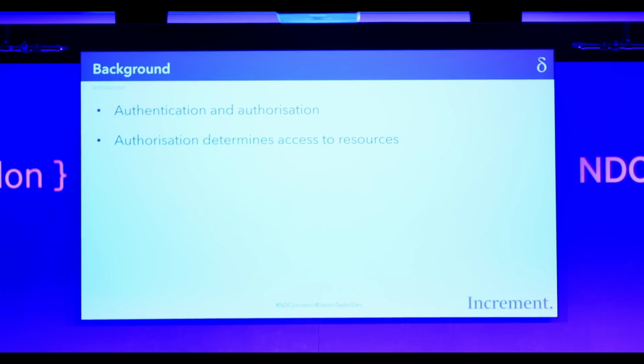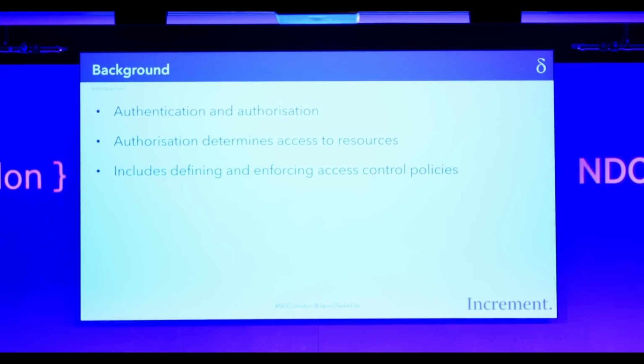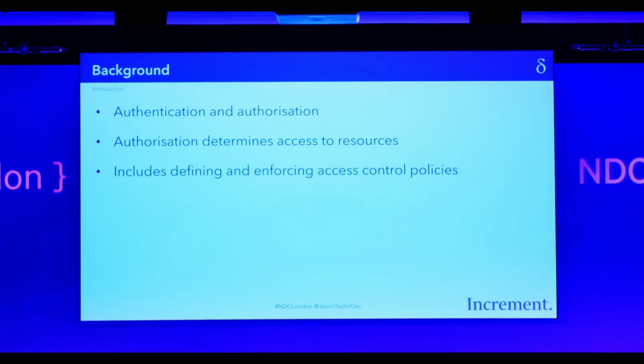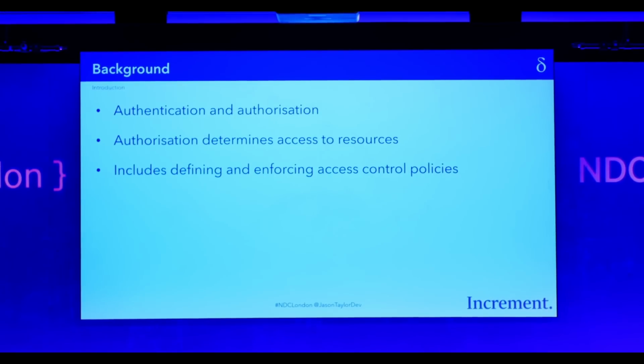So authorization determines access to resources. But what exactly is a resource? Well, it can be many things. Inside the application, it could be a page, a view, or a capability. Outside, it could be access to data, such as in a database, or access to a file in the file system. Authorization also includes defining and enforcing access control rules as policies, which are then used by the system to accept or reject access control requests.